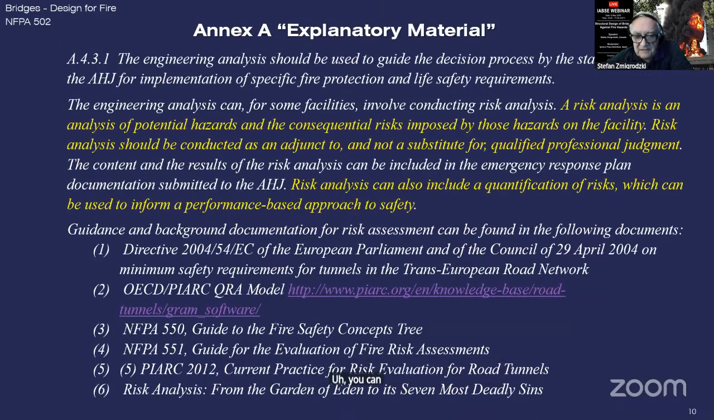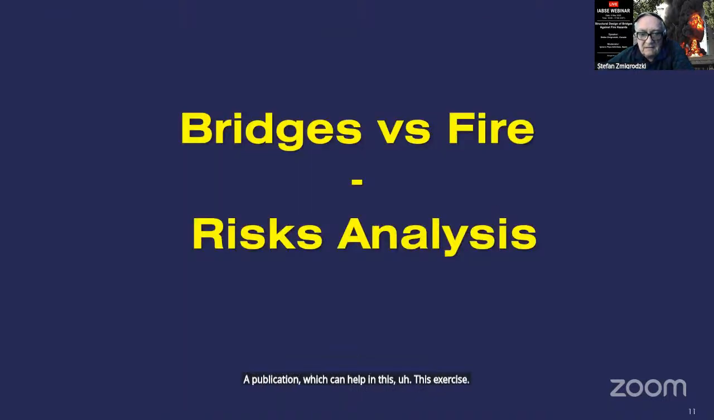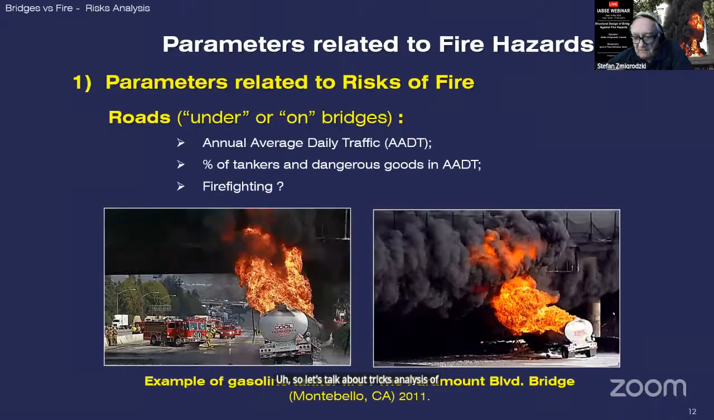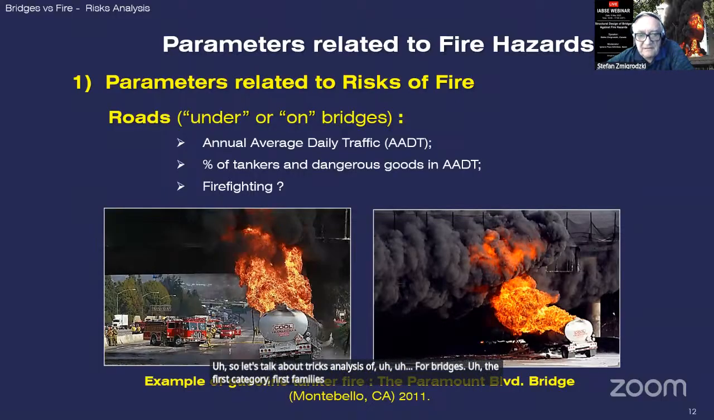You can also find in this standard references to other publications which can help in this exercise. So let's talk about risk analysis for bridges. The first category, the first family, is related to risks of fire. In the case of roads, we should make a difference between a fire under the bridge or above the bridge, on the bridge. What's important is AADT, annual average daily traffic, the number of tankers, dangerous goods included, passengers included in this data, and whether means of firefighting are possible or not.